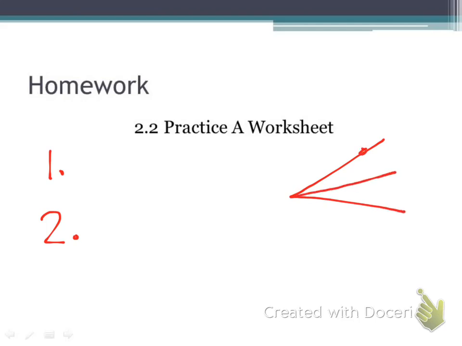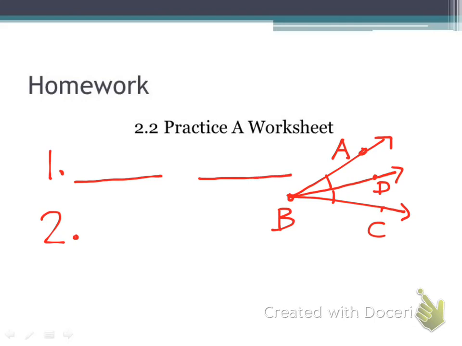I have A, B, D, C. And then it is labeled so that we know that the two smaller angles are congruent. Everybody with me? Problem number 1 says blank is bisected by blank. So we want the big angle first, and then we want to say what is bisecting that big angle. So the big angle is what? The big one.